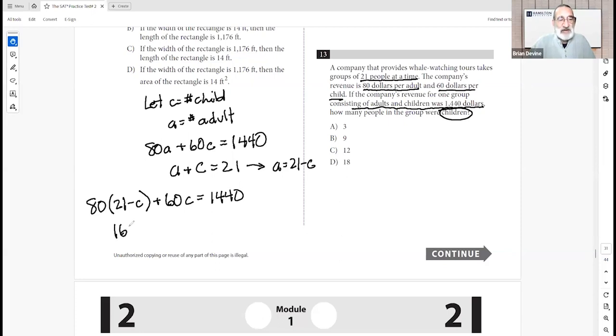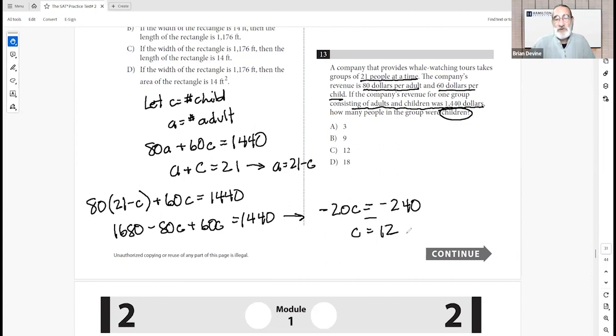And so 1680 minus 80C plus 60C has to equal 1440. So if I subtract 1680 from both sides and gather my C terms together, I'm going to get negative 20C equals negative 240. And so C equals 12. There were 12 children. So C is your answer. And just to finish it out, there were 9 adults.